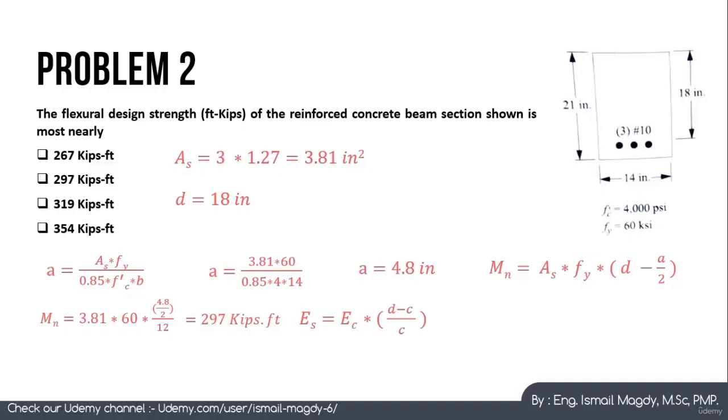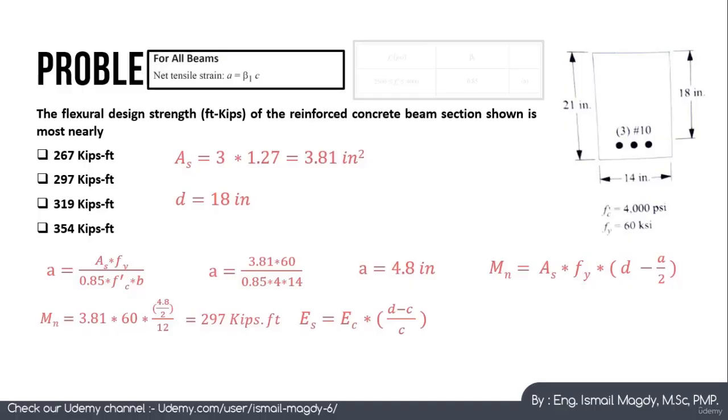We know that the epsilon of the concrete equals 0.003. We know d, which is 18 inches, but we don't have c. So what does c equal? We know that c equals a over beta1. And from where can we get beta1? We can get it from this table. It depends on the f'c. Our f'c equals 4000 psi, so our beta1 equals 0.85. So now c equals 4.8, which is our a, divided by 0.85.